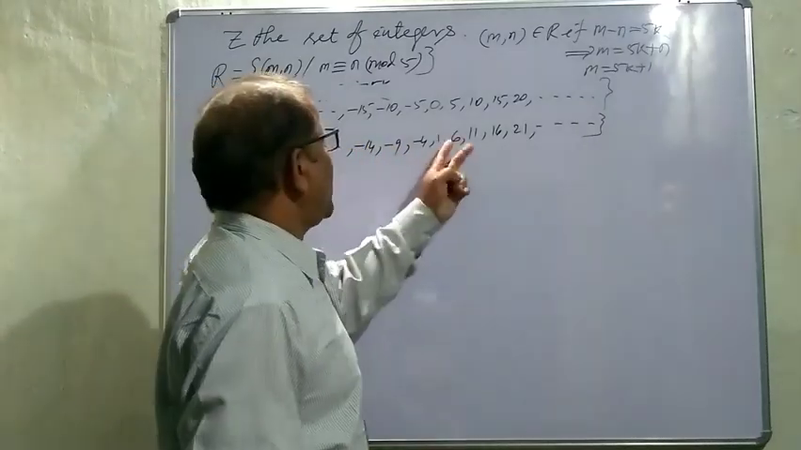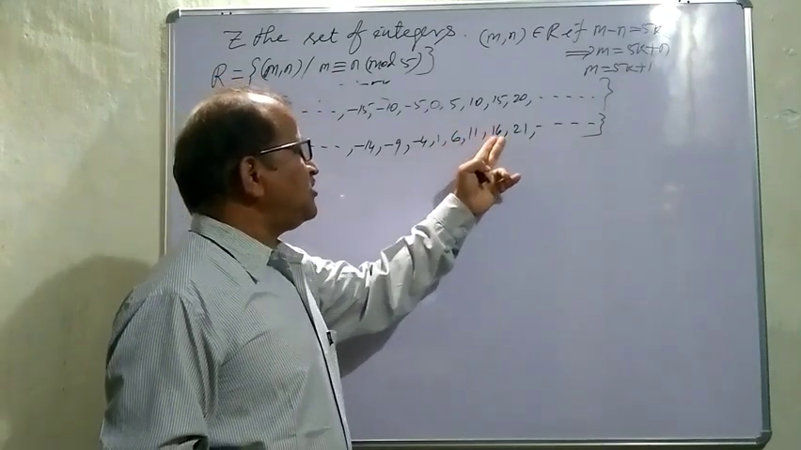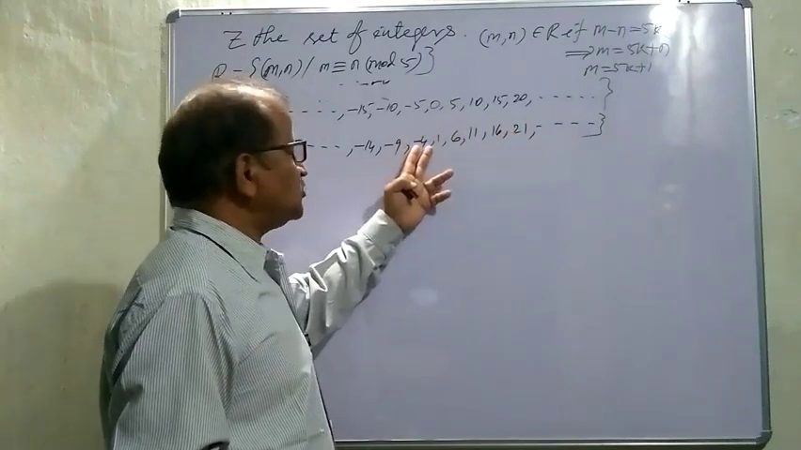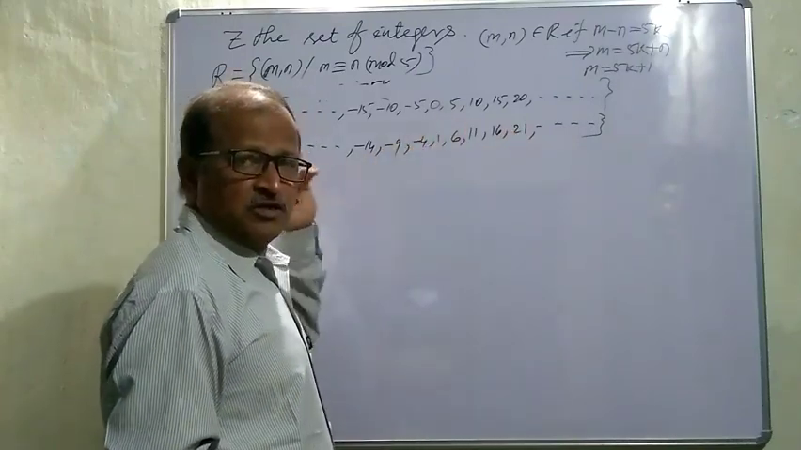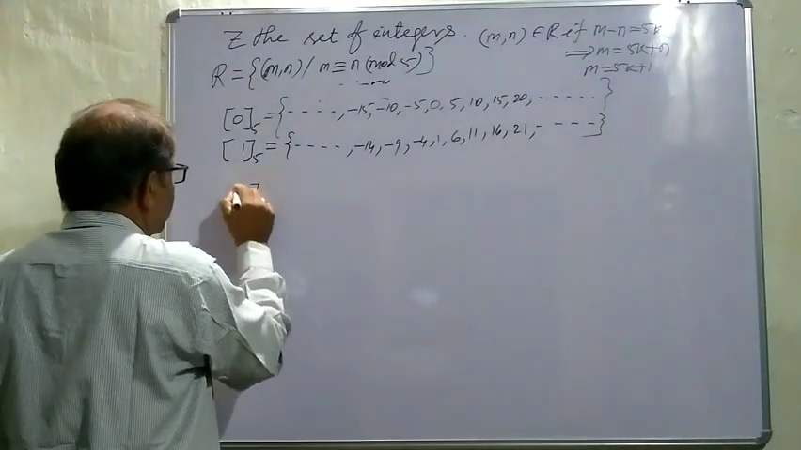So 5k plus 1: 5 into 1 plus 1, 5 into 2 plus 1, 5 into 3 plus 1, 5 into 4 plus 1, 5 into minus 1 plus 1, 5 into minus 2 plus 1. This way.